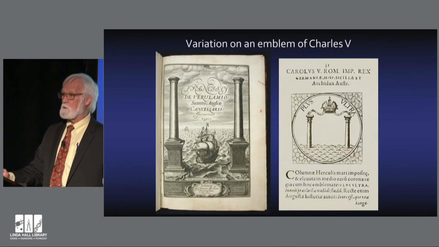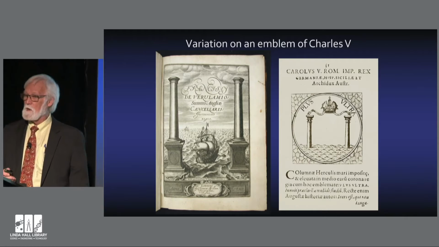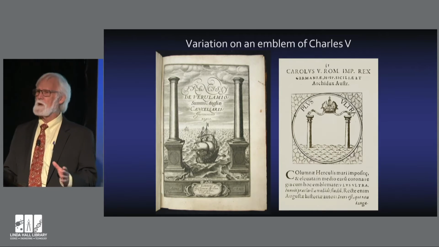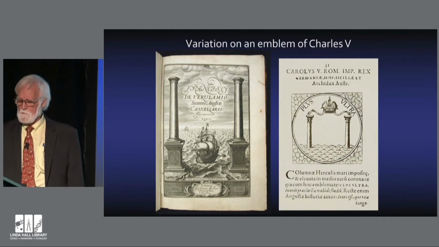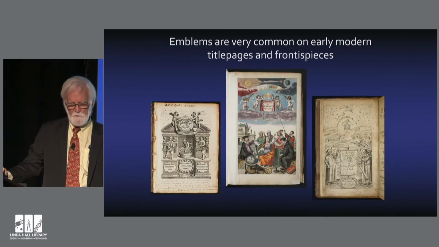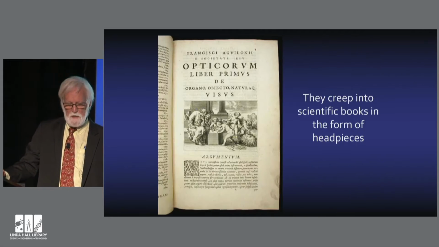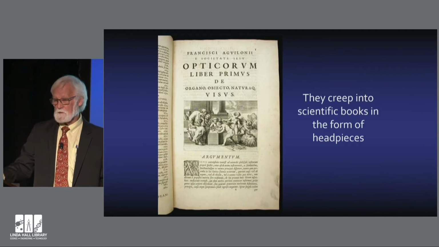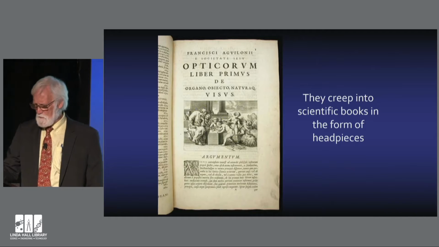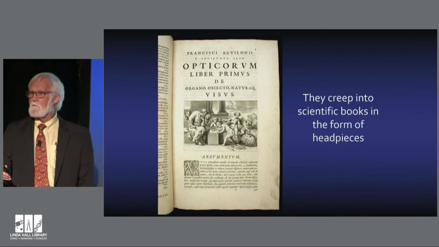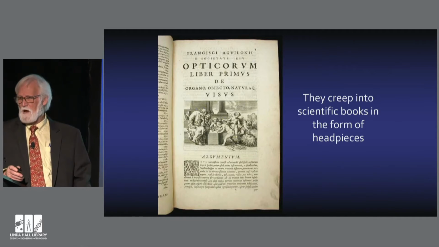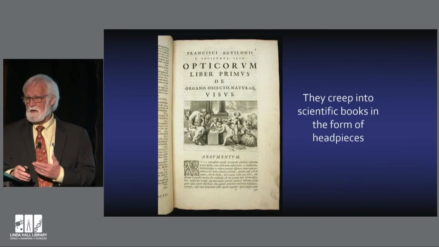And Bacon expects you to know that because he's arguing that in his book. There's no limit to what science can do. We can go further, too. We can go out through the intellectual pillars and discover a new world. So emblems are very popular on title pages and frontispieces. We've talked about the last of those. That's kind of a separate subject. But they do creep into scientific books in the form of headpieces. So this is how emblems and emblematic images kind of get into the books.